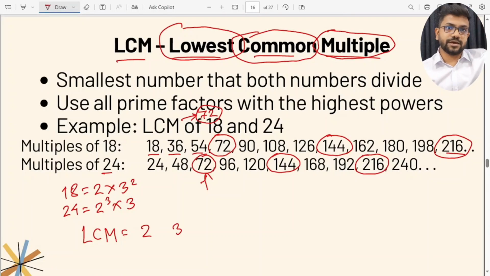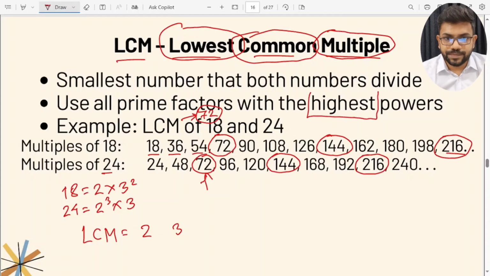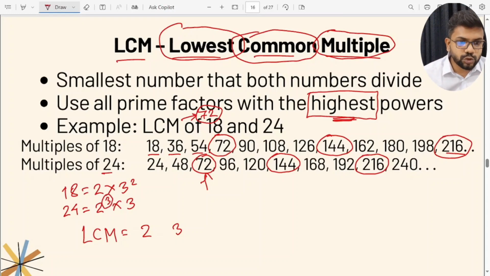If we had any other factors that are not common between them, we would take that as well in the LCM. This time we are taking the highest power of all the common factors. Not the lower one. Lower one is for HCF, but for the LCM, lowest common multiple, we take the highest power of all the common multiples. So between 2 and 2 cubed, we can see that 2 cubed is the higher power value, so we'll take 2 cubed here.